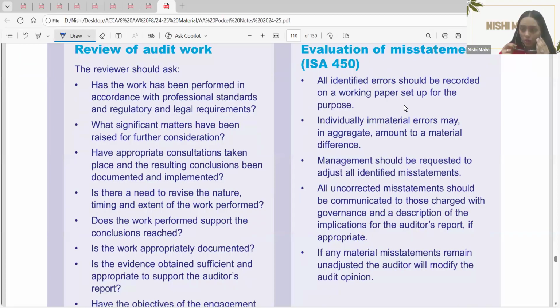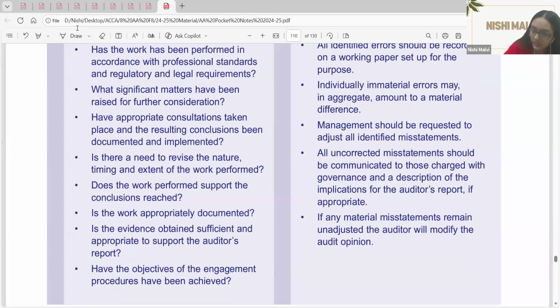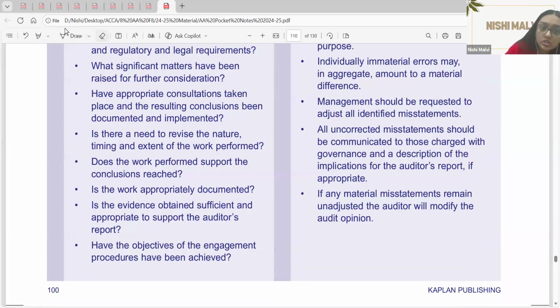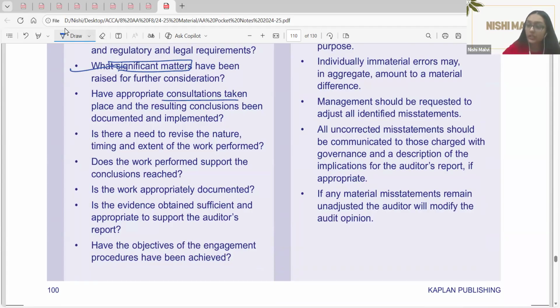Now, after the audit work is done, the audit review will be done. The reviewer will check whether the work is in accordance with the standards and professional and legal requirements, because all companies have different requirements, and whether it is as per their company's requirement. You need to check whether all the significant matters have been considered, and whether appropriate consultation was taken during the audit. This is at the time of the review. EQR, right? At that stage.